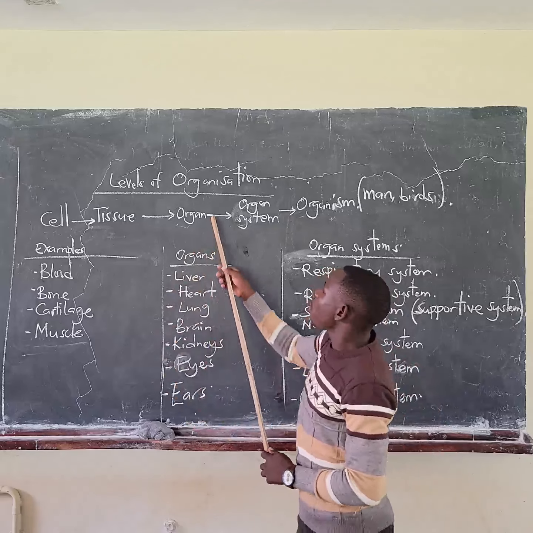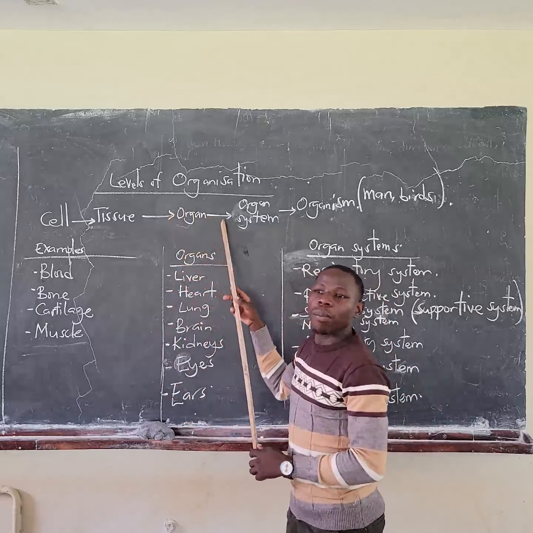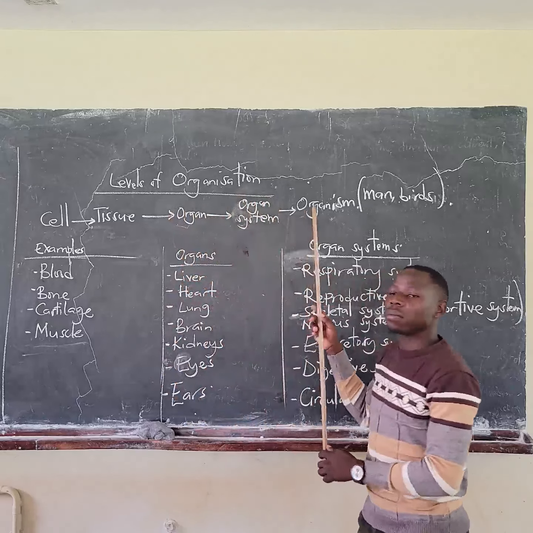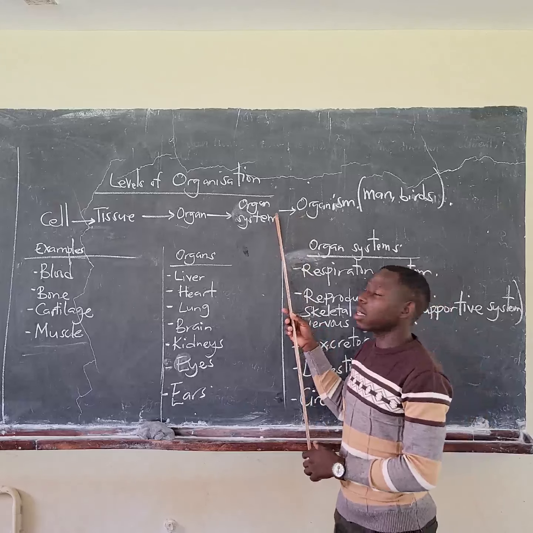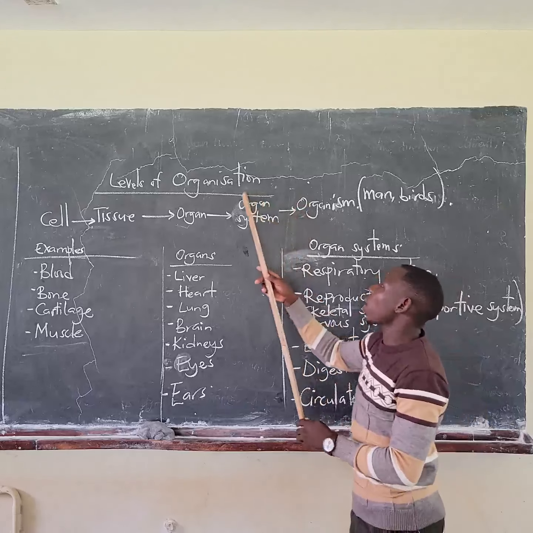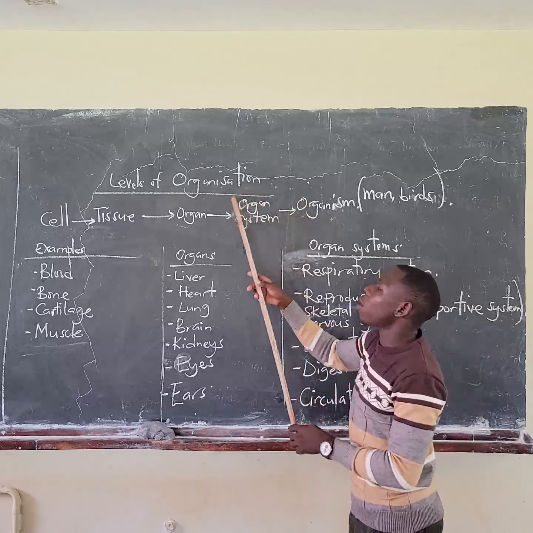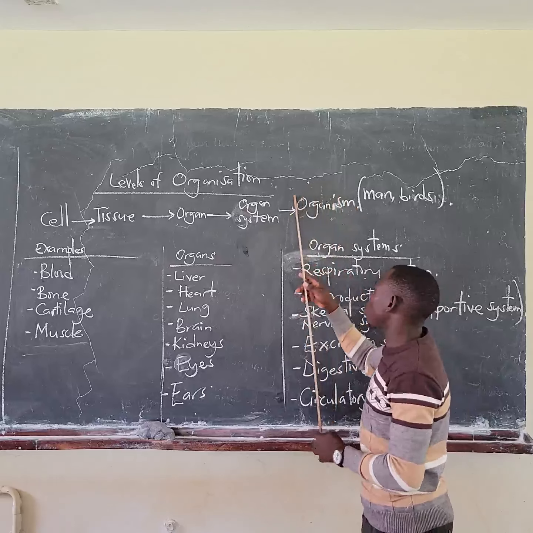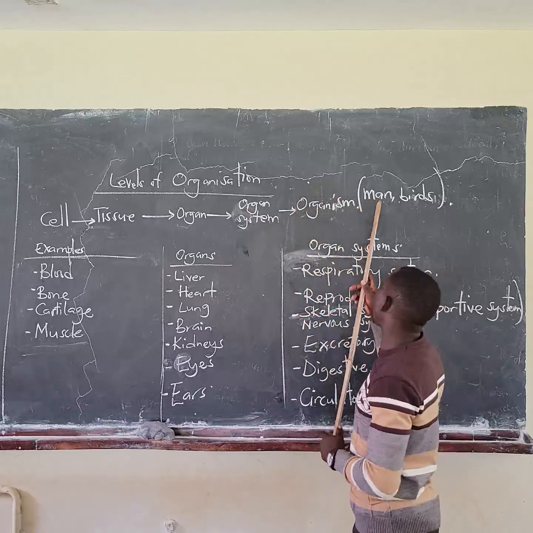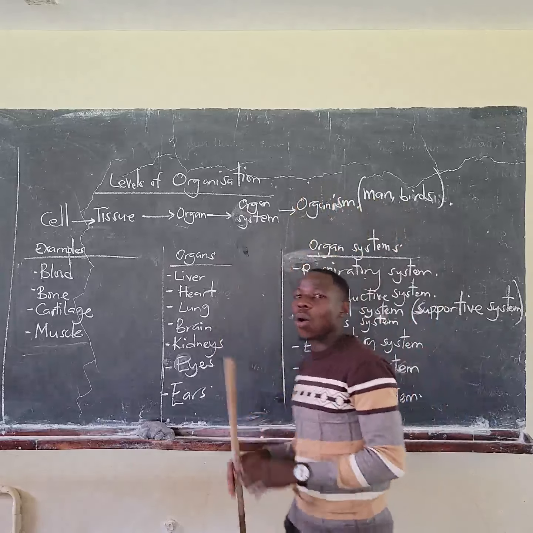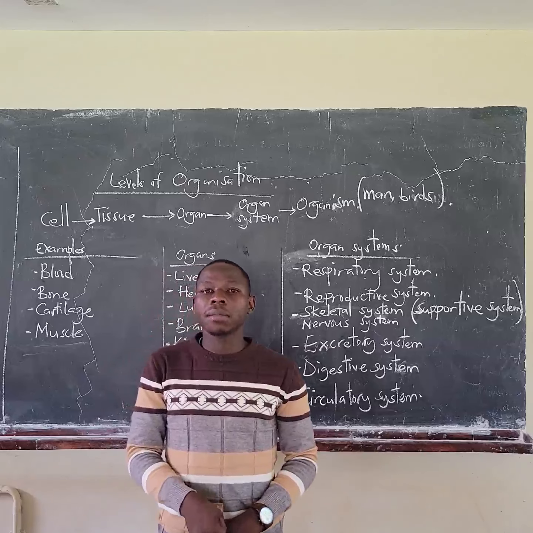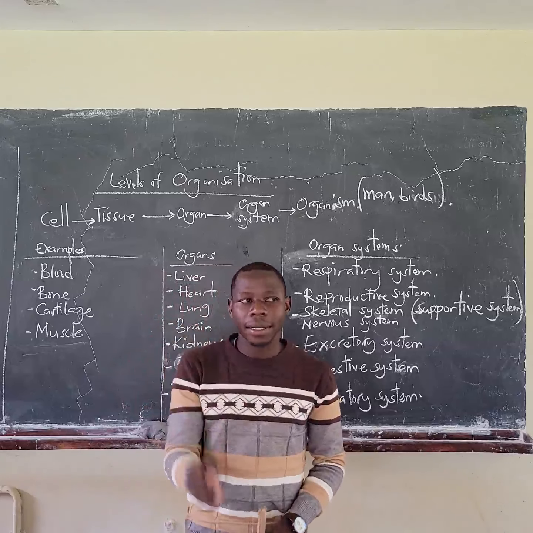And now, very many organs combine to form what we are calling an organ system. And we shall look at this. Then, very many organ systems, or more than one organ system, join up to form what we are calling a complete organism. For example, man, bats, or any other living organism that you know, and it is multicellular, as we shall look at it then.